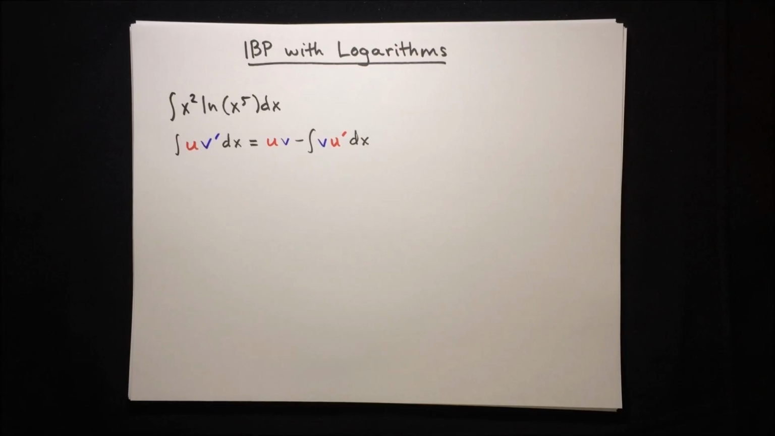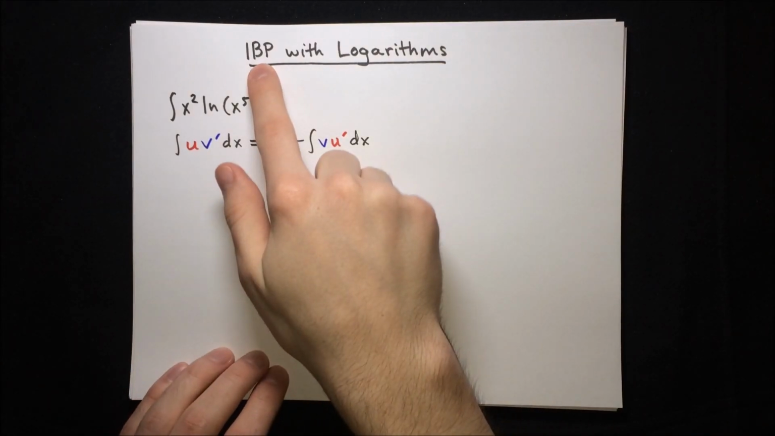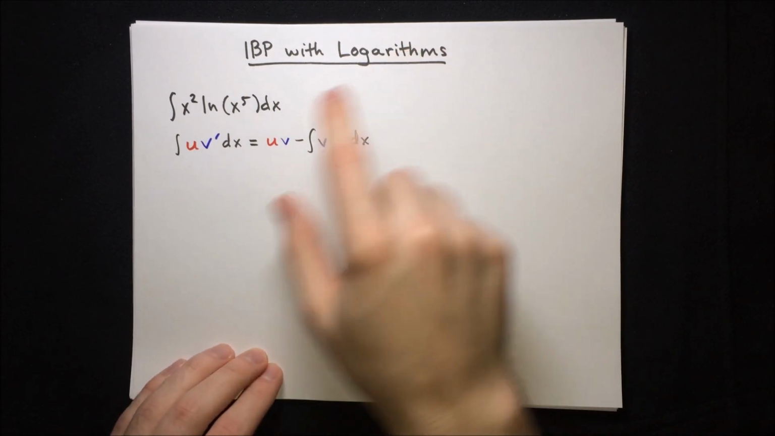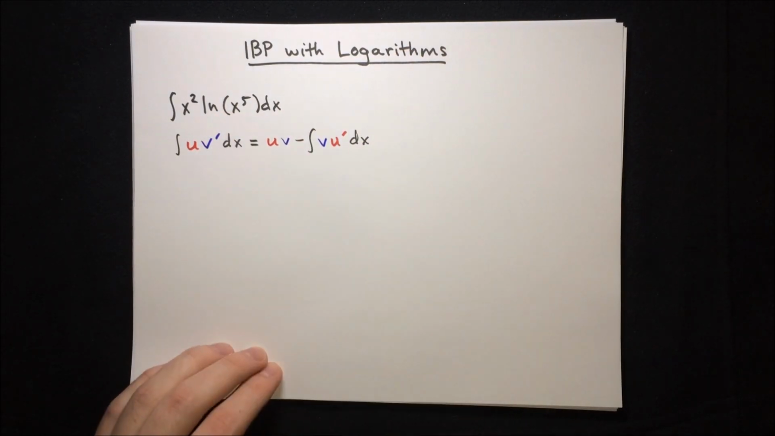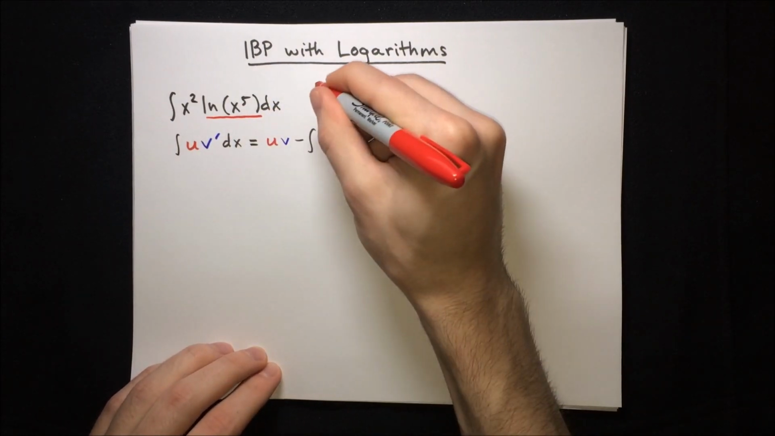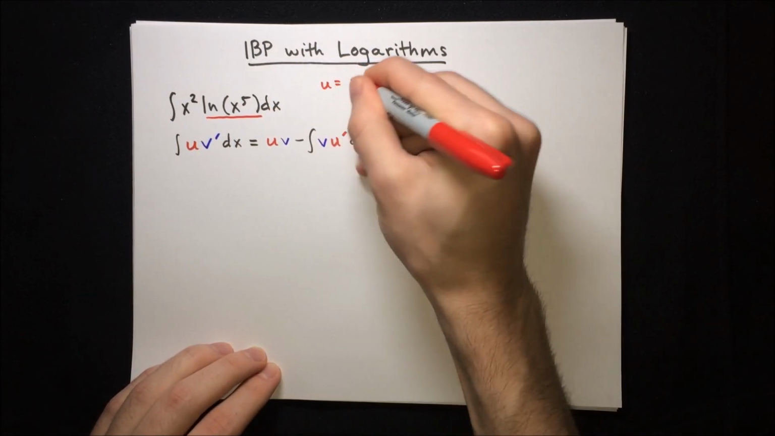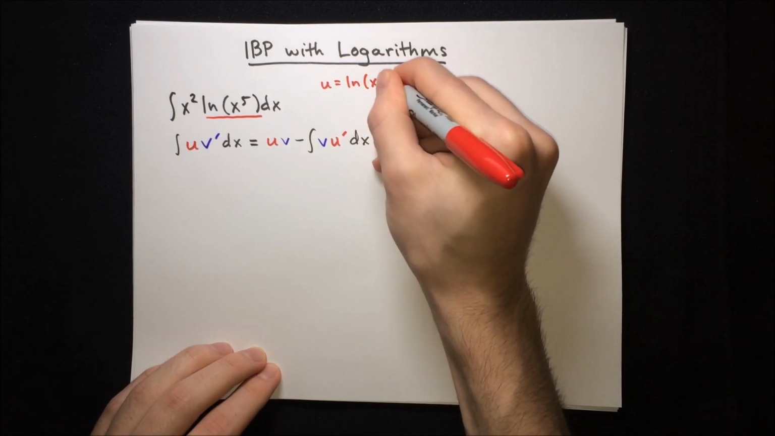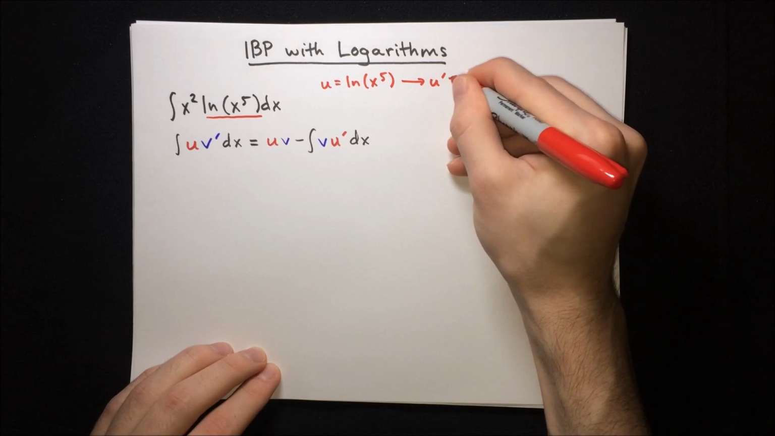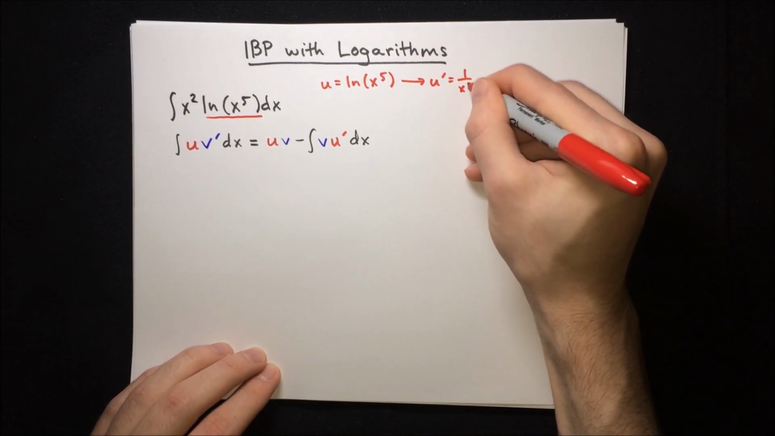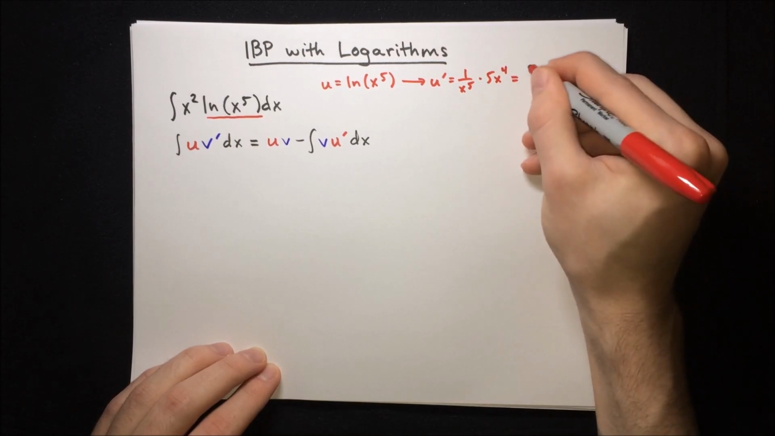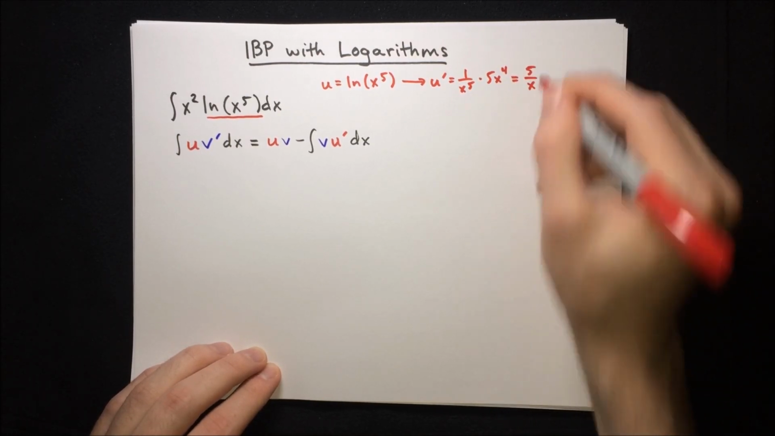In this video, I'm going to show you how to use integration by parts to solve integrals involving logarithms. The trick is to set u as the logarithm part. That way when we differentiate, the logarithm will go away. So in this integral, we're going to set u equals ln of x to the fifth, and then we'll have u prime equals 1 over x to the fifth times the derivative of the inside, 5x to the fourth, which just comes out to 5 over x.